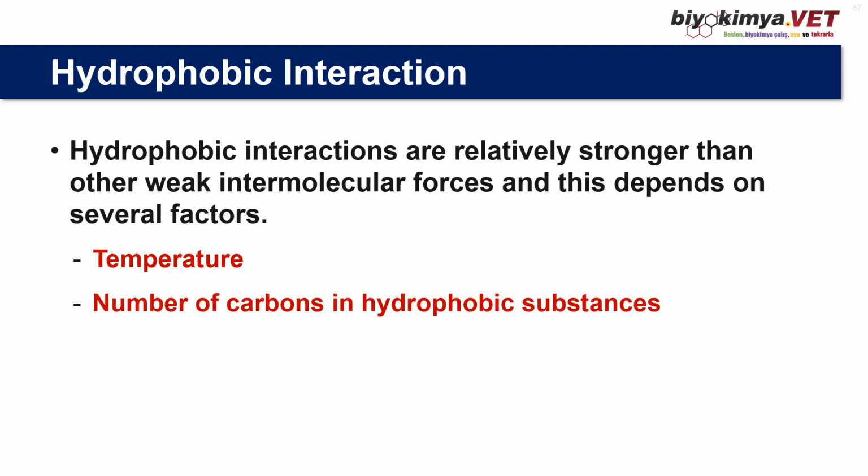The second factor is the number of carbons in hydrophobic molecules. Molecules with the largest number of carbons will have the strongest hydrophobic interactions, as seen in fatty acids, which are the components of the cell membrane. And the third one is the shape of hydrophobic substances. Aliphatic organic molecules have stronger interactions than aromatic compounds.